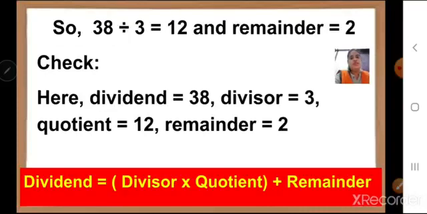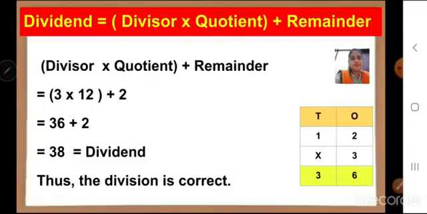After that children, we are going to write the formula. Okay. What is the formula? Dividend is equal to divisor into quotient plus remainder. Children, the formula is very important. You have to learn the formula. Okay. Then divisor into quotient plus remainder. Right. What is the divisor, children? Number 3. Quotient, what have we got? 12, plus remainder. Remainder is 2.